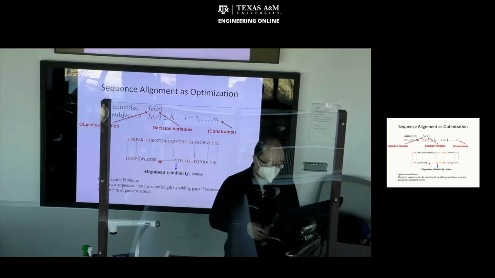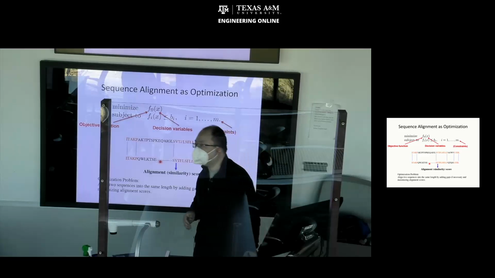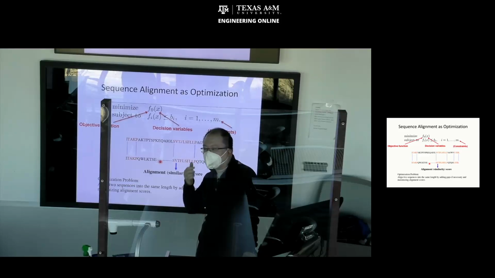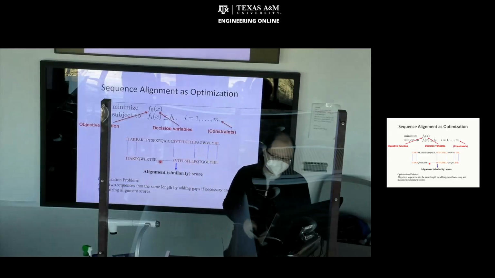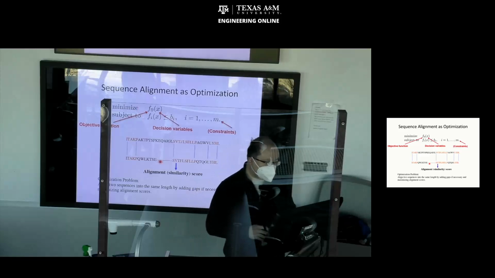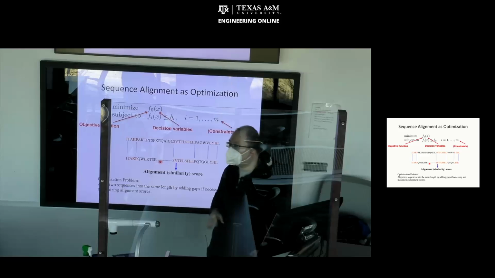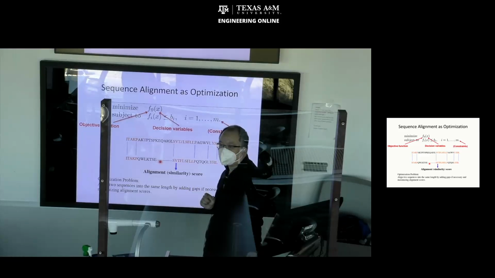So now let's ask, how do we formulate this? This is already close to optimization, right? But how do we formulate it as an optimization problem and solve it? What is the decision variable? What are the constraints? And what is the objective function? I think the objective function is a little bit clear when I say what the alignment score is. But how do we really think about this problem as an optimization and solve it as an optimization? Any suggestions?